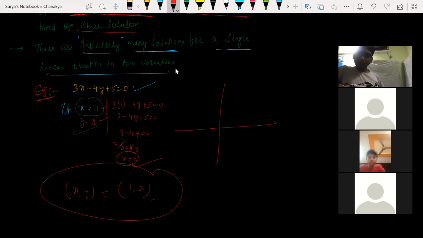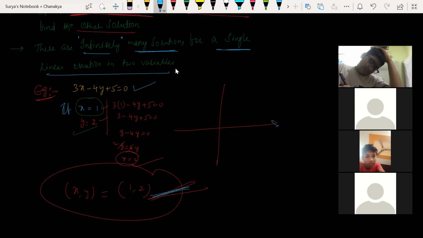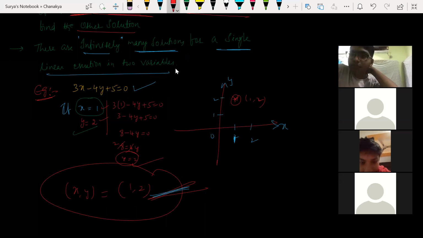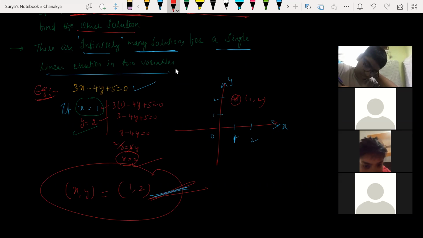1 comma 2. Now I got 1 comma 2. You must plot this 1 comma 2 on coordinate axis. We have learned in coordinate axis, where is 1 comma 2? I'll be having 1 here, 2 here. So where is my 1 comma 2? The 1 comma 2 point will be here. Getting my point? I have to plot that particular coordinate point on the graph, coordinate axis.